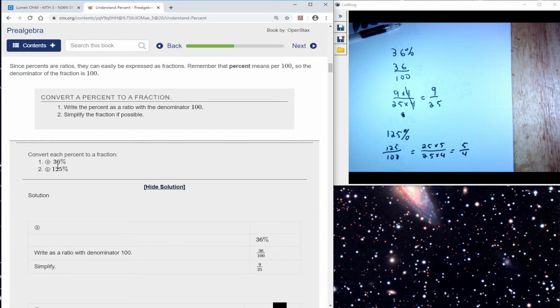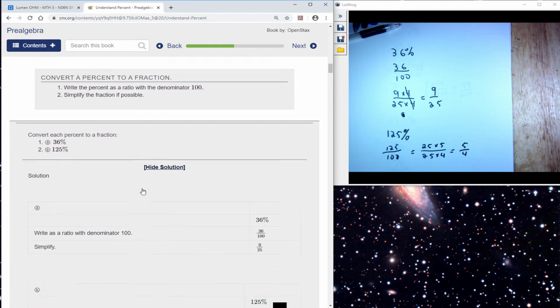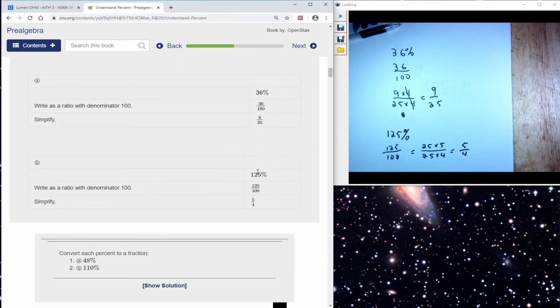Convert each percent to a fraction. So I have here worked out 36% is 36 over 100, and that simplifies. You can see 36 and 100 are both even numbers, and it simplifies to 9 over 25. That's a fraction. And then they give us 125%. So you write that as a ratio of 125 to 100, and that simplifies. 25s cancel out. I'm left with 5 over 4.